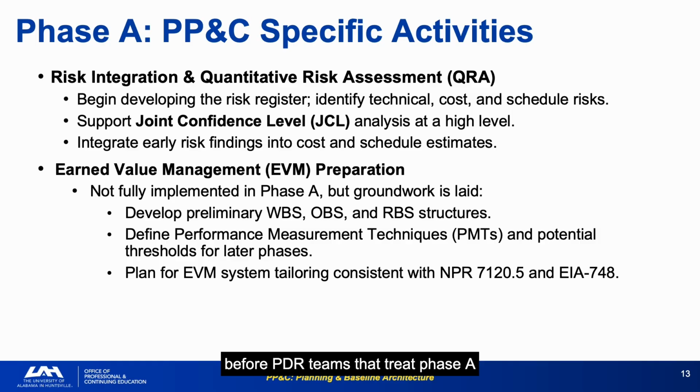Teams that treat Phase A EVM prep as optional often spend the first 6 months of Phase C in a scramble to establish control accounts and work packages, and they permanently lose those months of performance data.